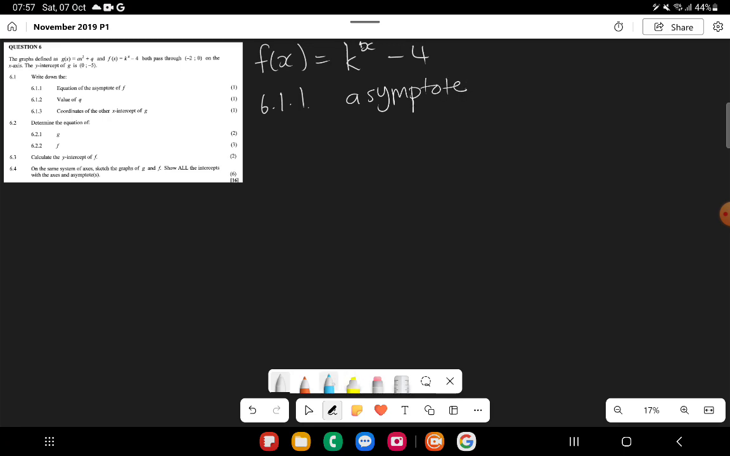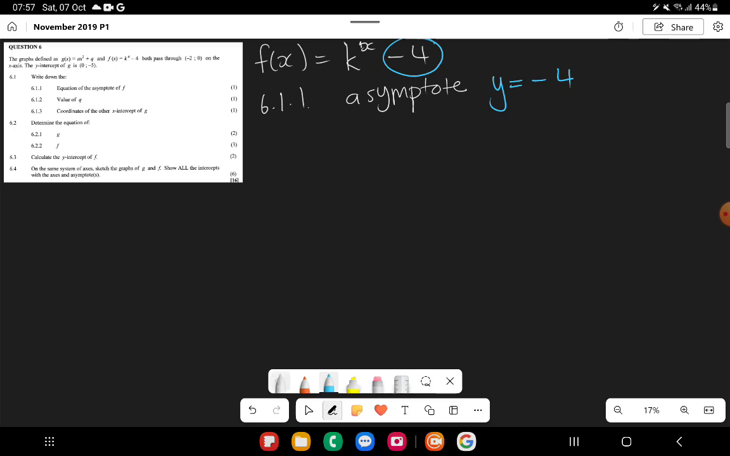This one is easy. The asymptote is that value. So y is equal to -4. The asymptote is the same for the hyperbolic function as it is for the exponential function. That is the q value in the equation. The next question is, what is the value of q?